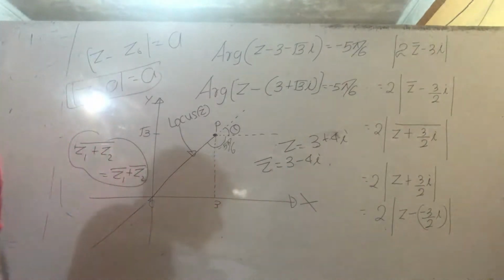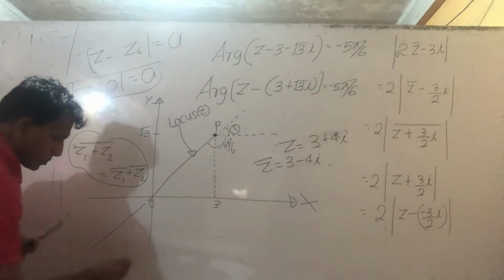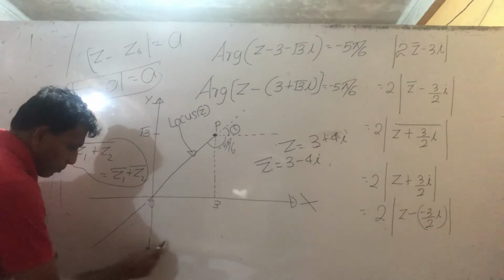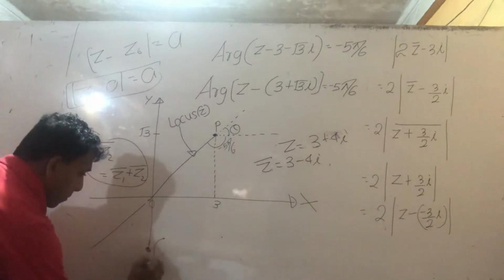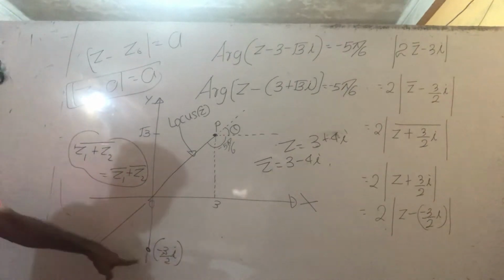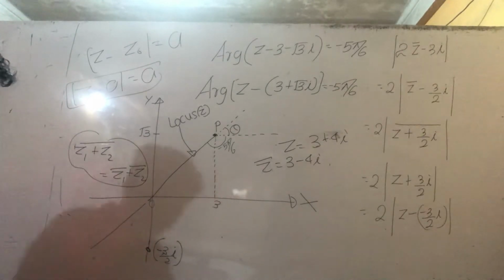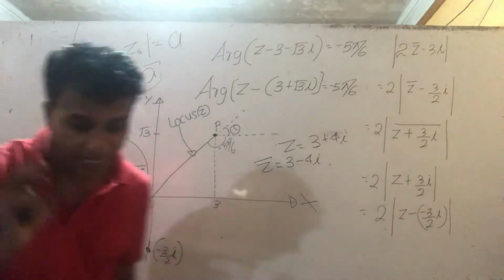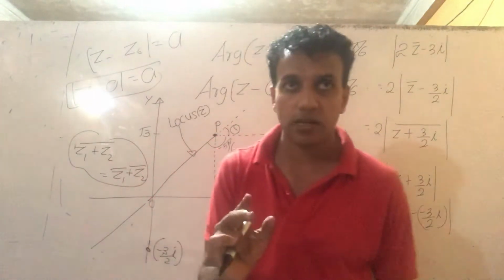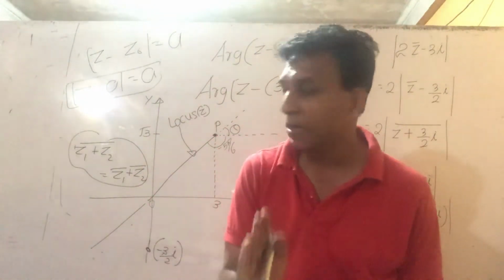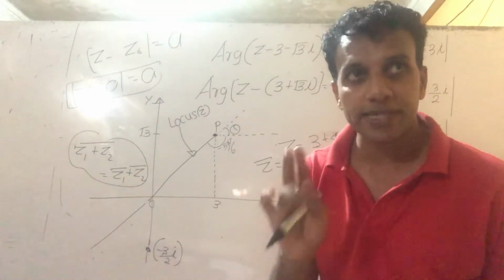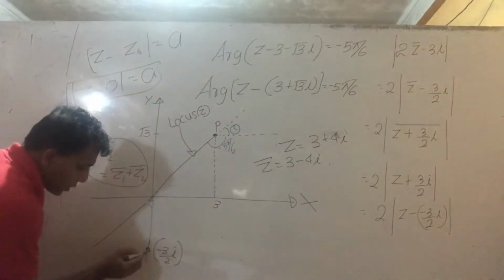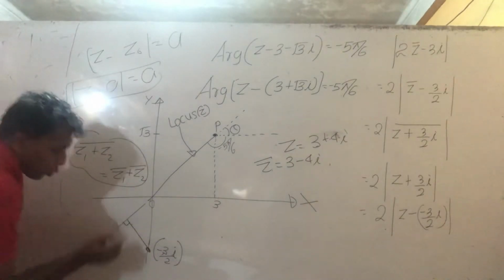So if I mark that here, I take a point somewhere here, at the coordinate minus 3 over 2i, and from there ask for the least, smallest distance. The smallest, minimum, or least distance means the perpendicular distance. Therefore, I draw a perpendicular.